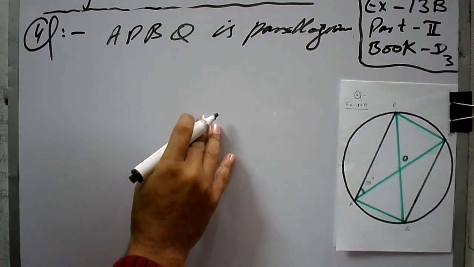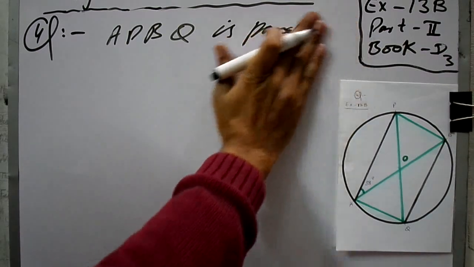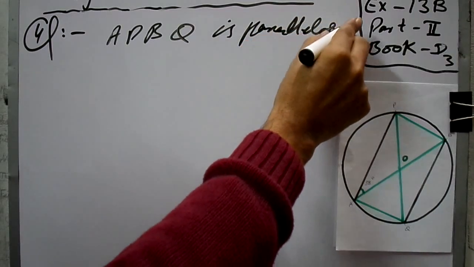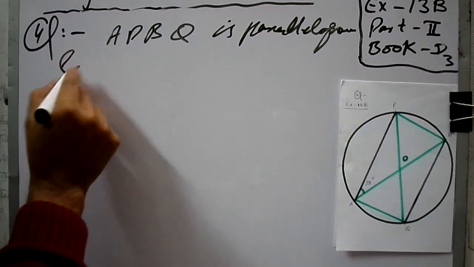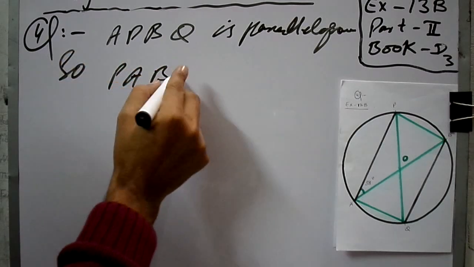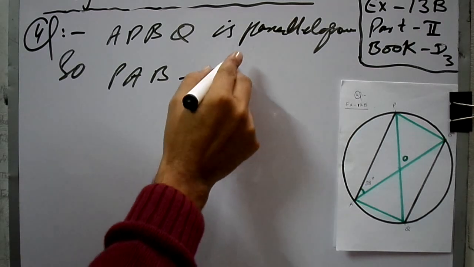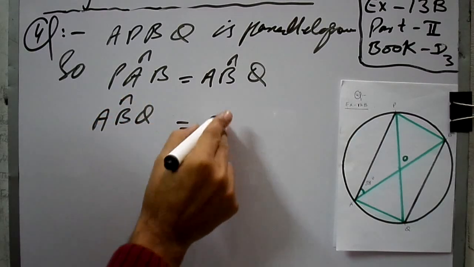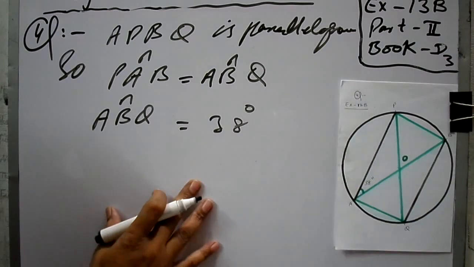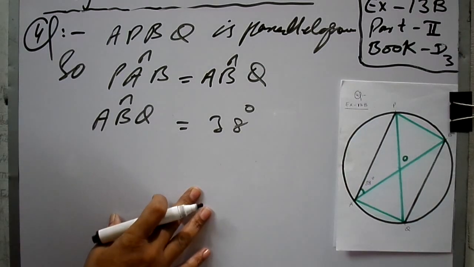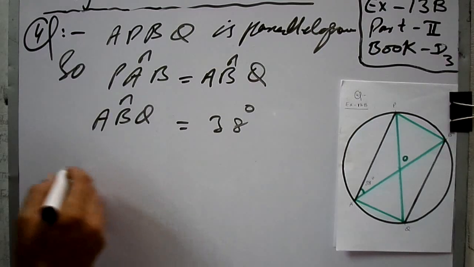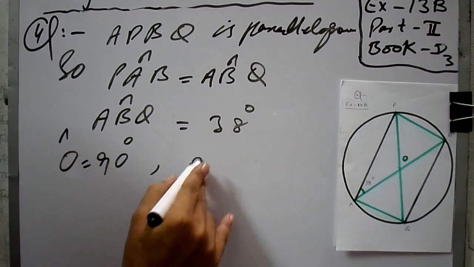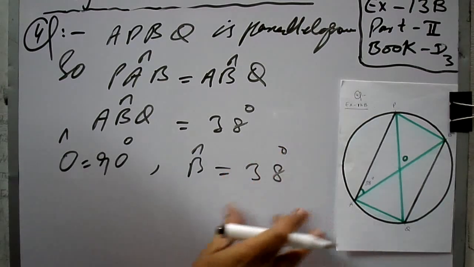So we can say that it is a parallelogram. So in a parallelogram, angle PAB must be equal to angle ABQ, and angle ABQ must be equal to the 38 degrees which is given to us. Angle O, from the given diagram, must be equal to 90, and angle B must be equal to 38 as it is given to us.